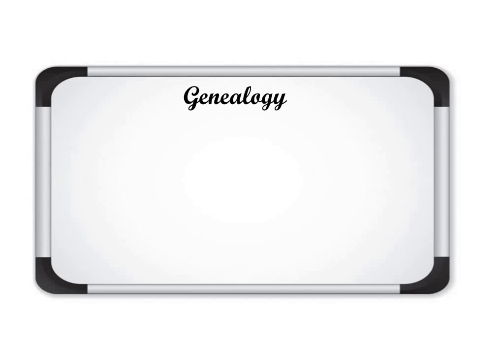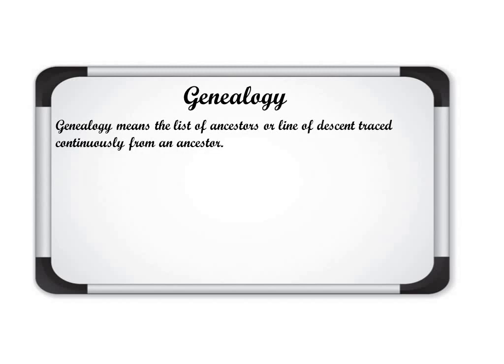We talk about ancestors means Vansas, and descendant means that is the Vansas, or ancestor means Purvas and descendant means Vansas. So this is the list of the ancestors. Here we'll talk about the Gupta's genealogy. Genealogy means the list of ancestors or line of descent traced continuously from an ancestor.